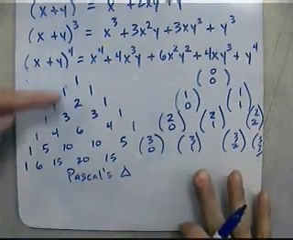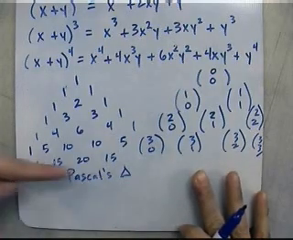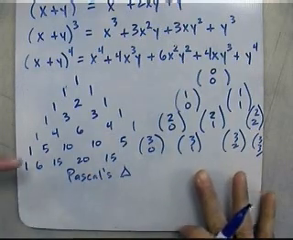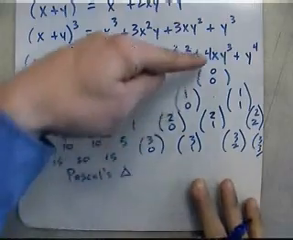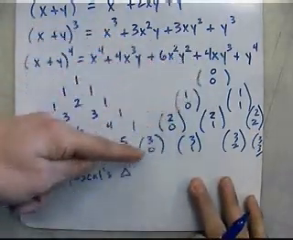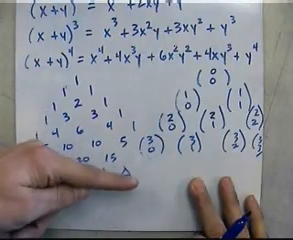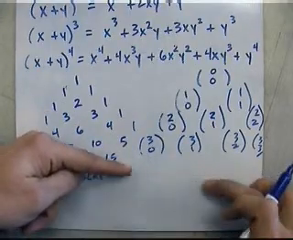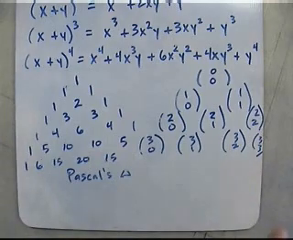If I wanted to find the 7th row of Pascal's triangle, the 7th level, well, the top one's at 0, and then 1, 2, 3. So if I wanted the 7th level, I would just start at 6. I would do 6 choose 0, 6 choose 1, 6 choose 2, 6 choose 3, 6 choose 4. We can figure out what all those are.